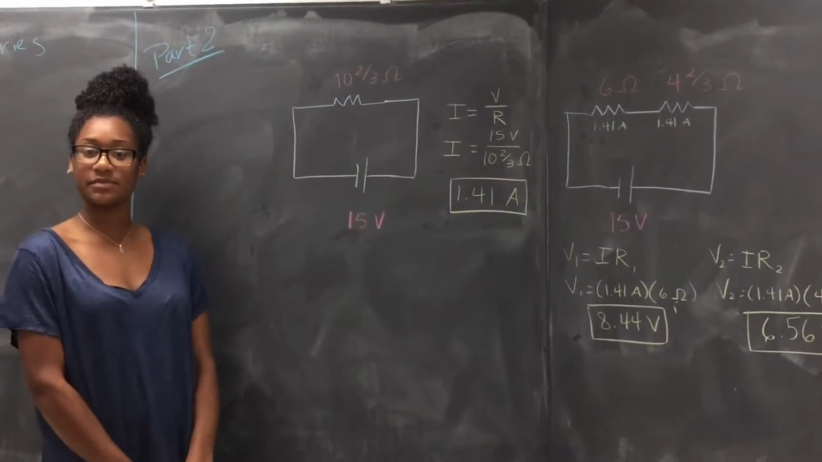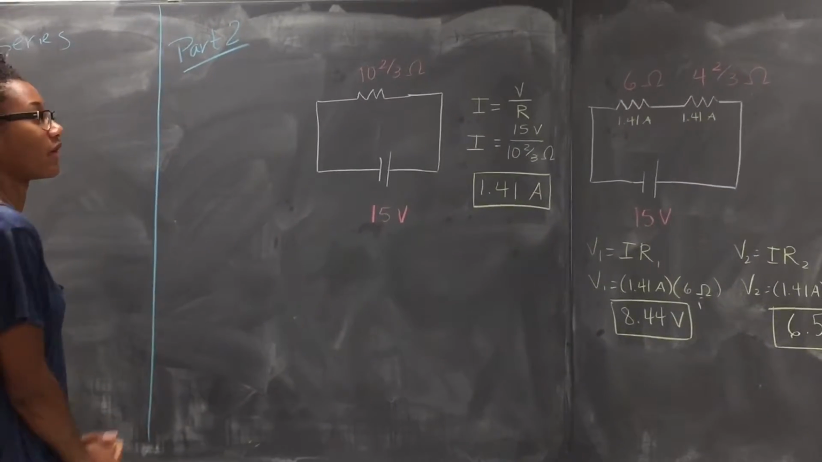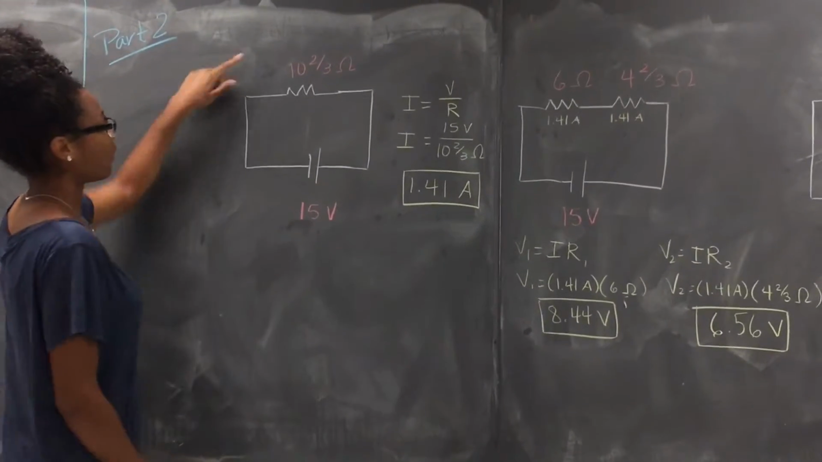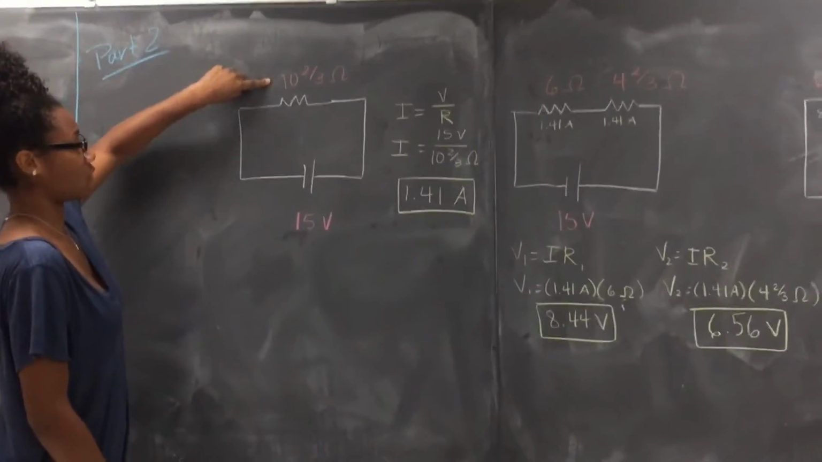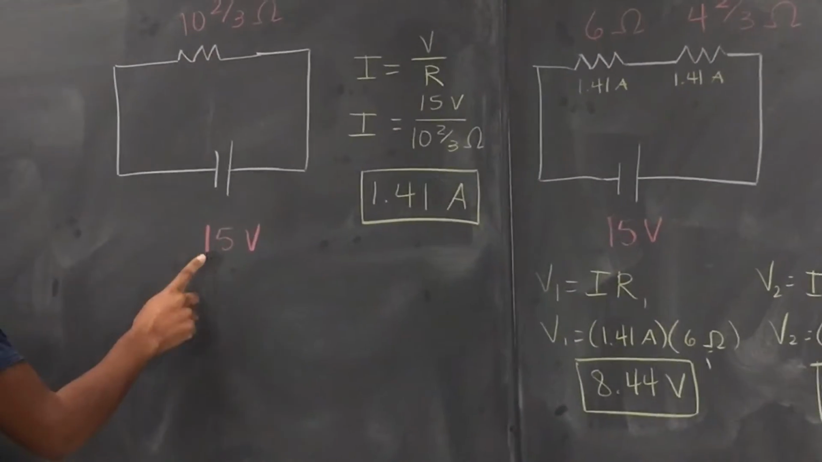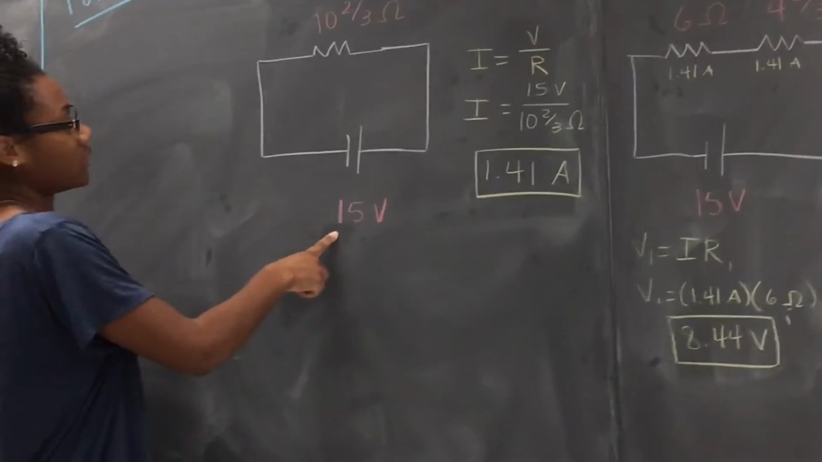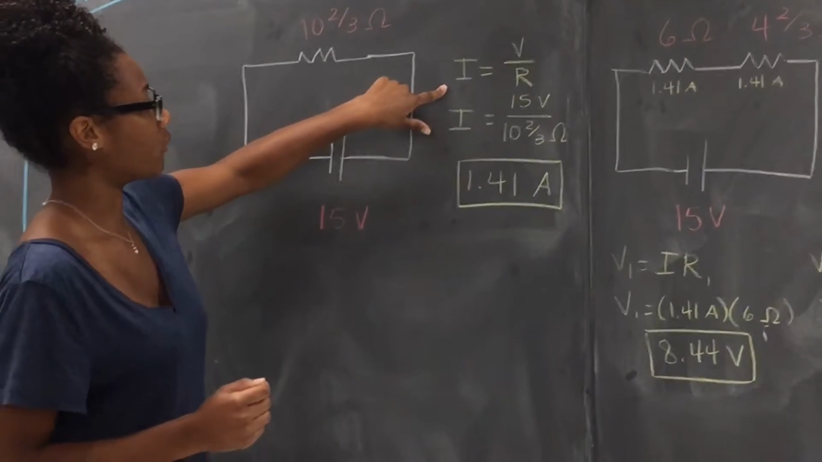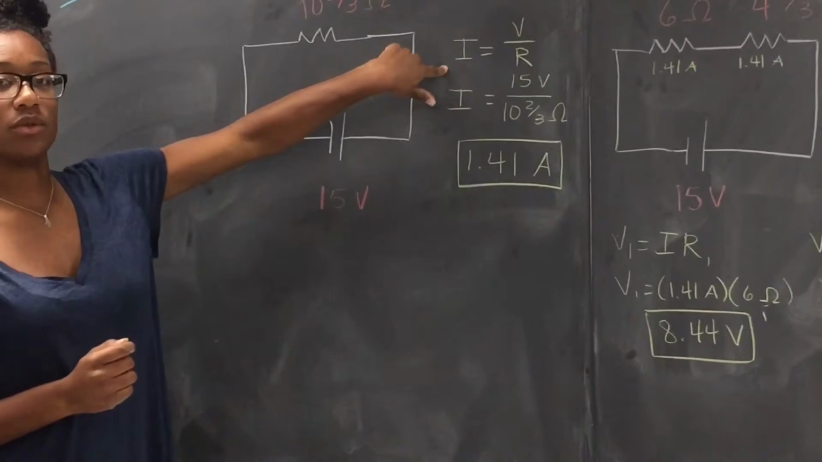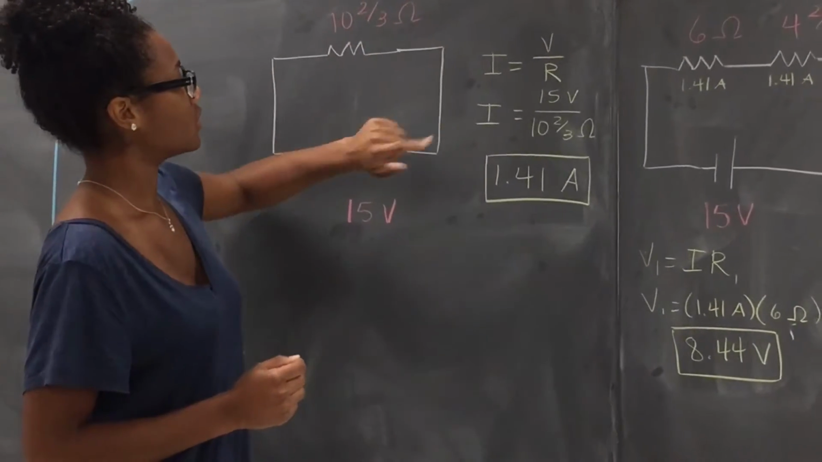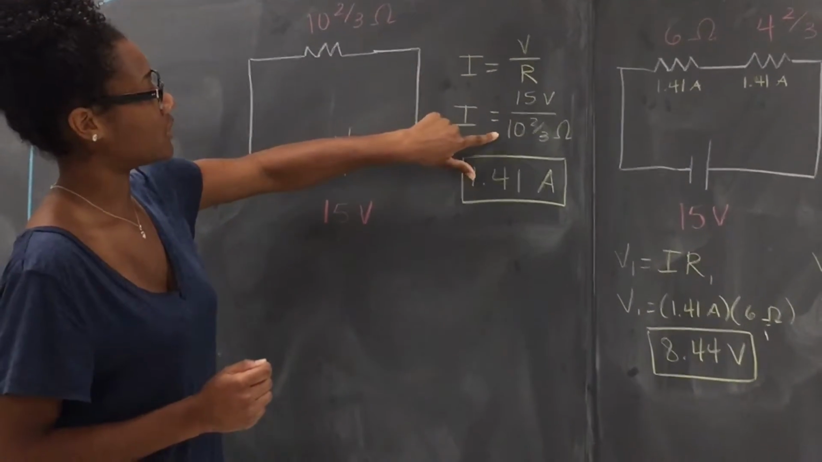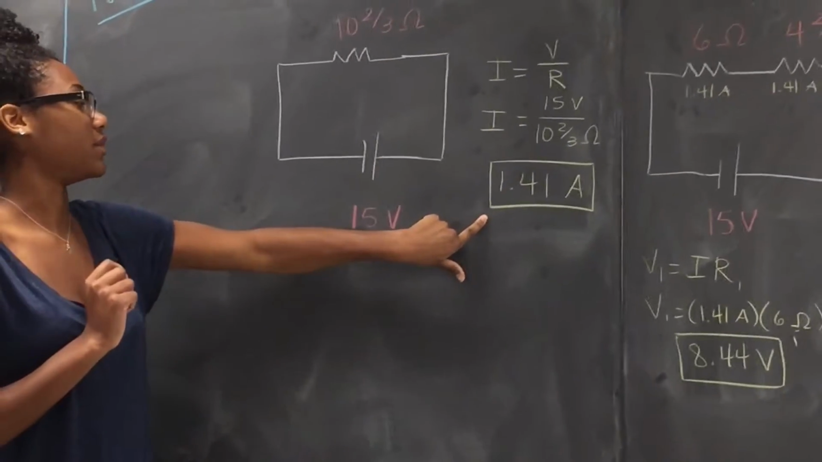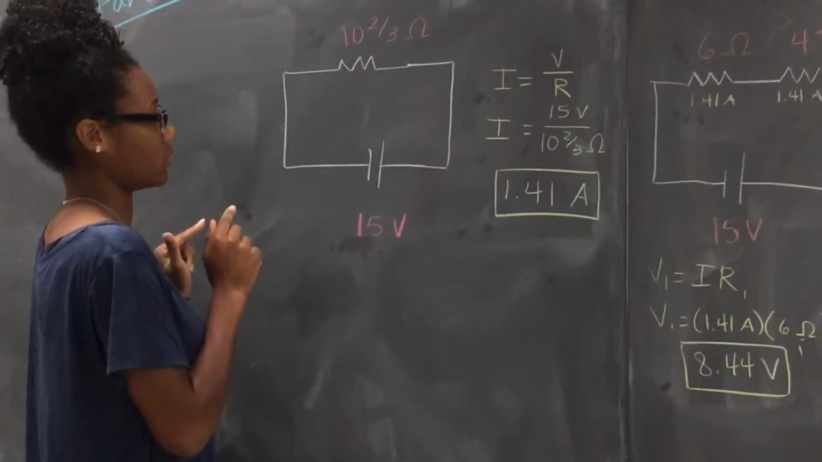Hello, my name is Alana Williams, and I'm going to be showing you the second part of our physics problem. We obtained from the first part that our equivalent resistance was 10 2/3 ohms over the entire circuit, and we have our given voltage, which was 15 volts. We're going to plug those two values into Ohm's law, which is current equals voltage over resistance. So we have 15 volts over 10 2/3 ohms, which gives us a current of 1.41 amperes. So now we have the current of the whole circuit.